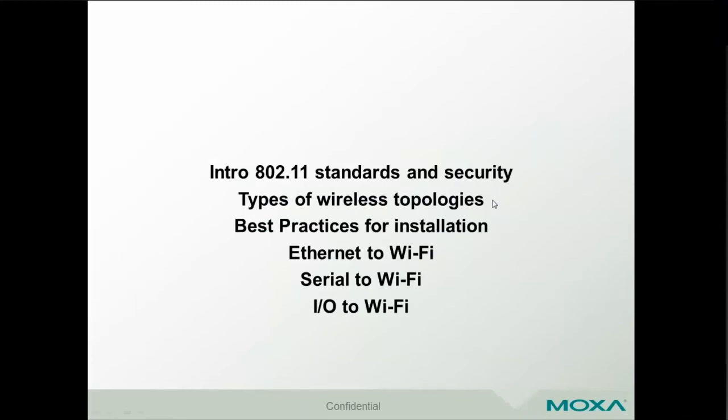Our agenda for this webinar is going to be an introduction into the 802.11 standards and the security associated with them, the different types of wireless topologies you may want to consider when deploying wireless within your facility, some of the best practices that we recommend for the installation of wireless. And then for the second half, we're going to focus on how do we get specific devices onto a Wi-Fi network. So we'll cover Ethernet to Wi-Fi, serial to Wi-Fi, and then finally I/O to Wi-Fi.